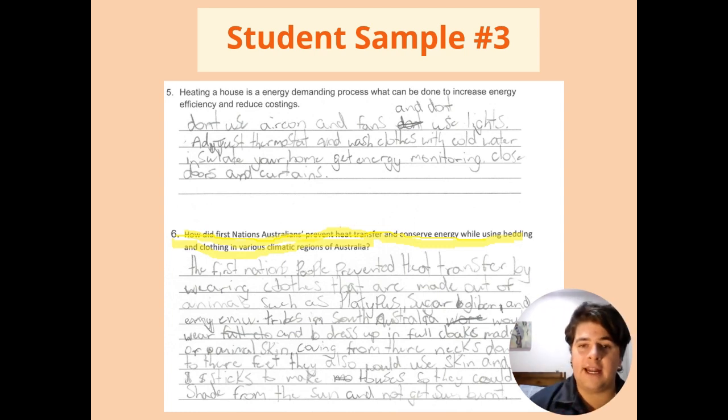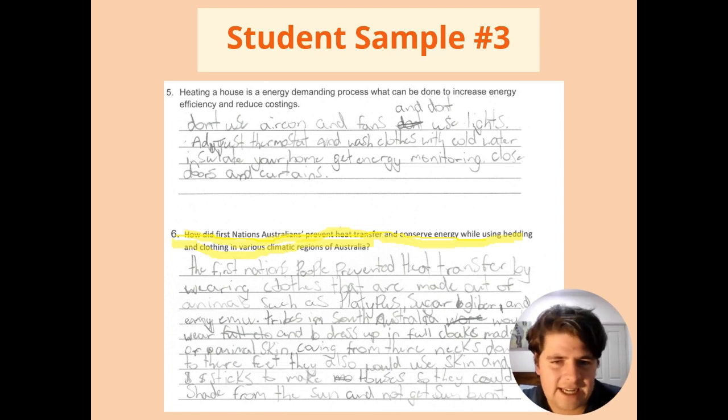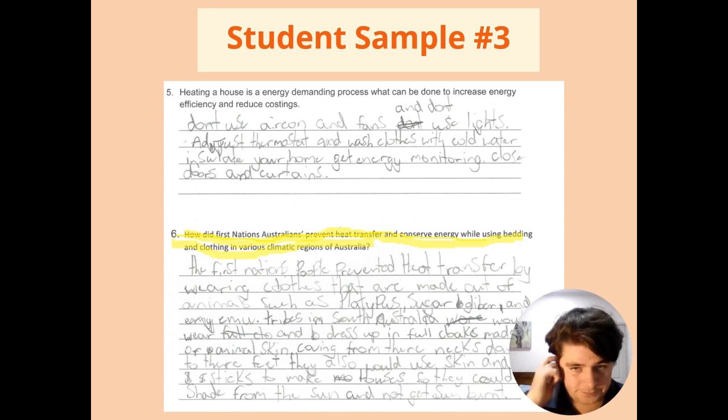It also said made out of animal furs, such as platypus, sugar glider, and emus. What I would like to have seen is simply something as simple as those animal skins would provide insulation and keep them warm. But in the second section, he says tribes in South Australia would dress up in full cloaks made of animal skin coming from their necks down to their feet.